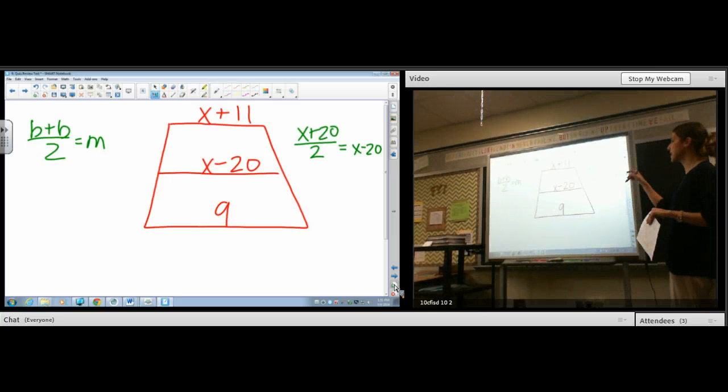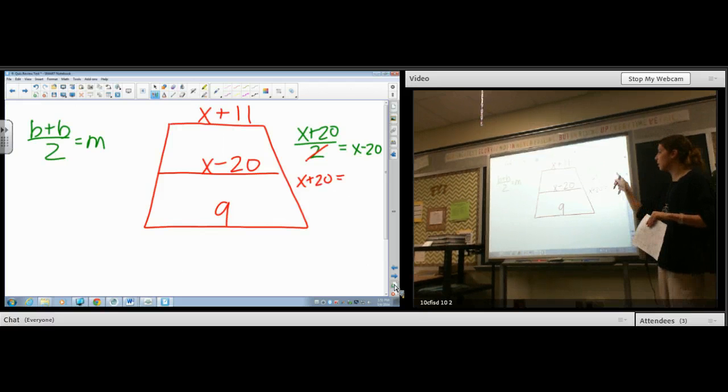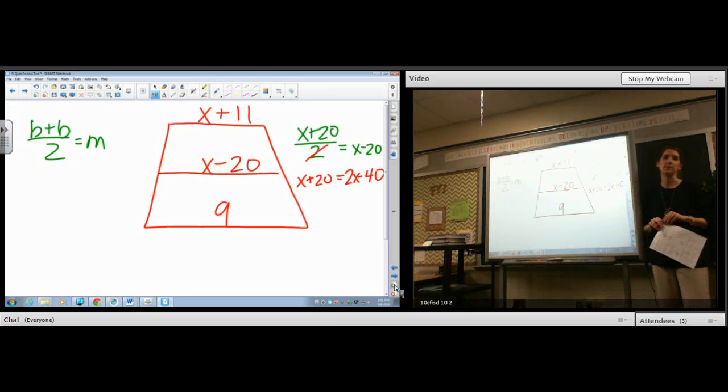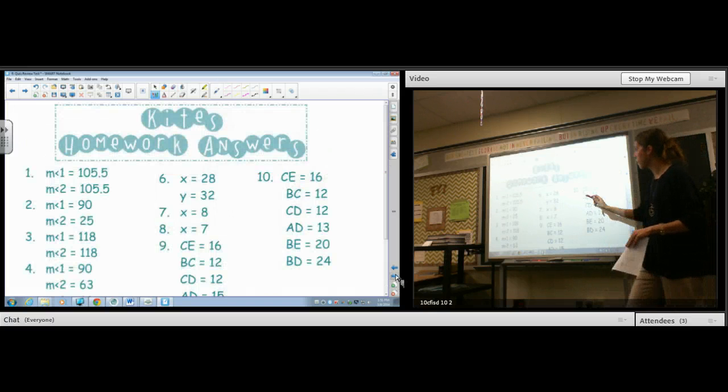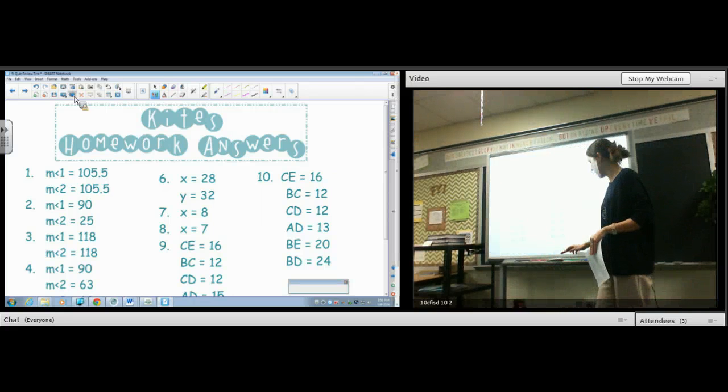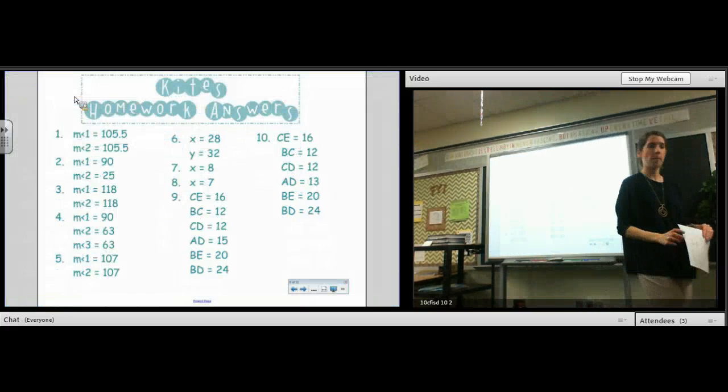So if we multiply both sides by 2, that will go away. X plus 20 will equal, you need to multiply that by 2, 2x minus 40. And there you go, your answer is 60. Add 40 to both sides and subtract x. Okay, let's go on to kites.